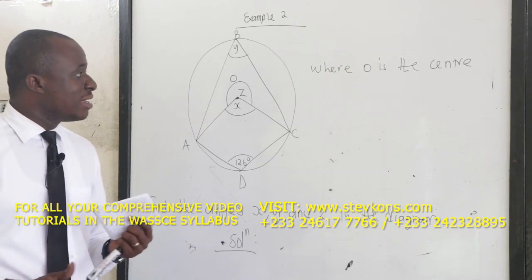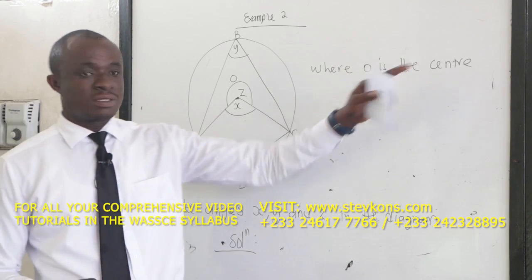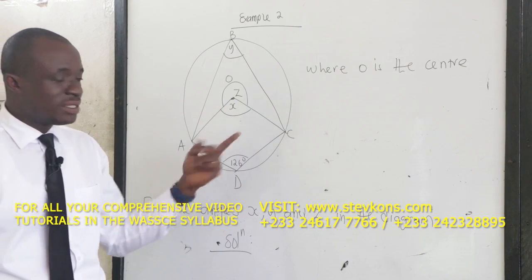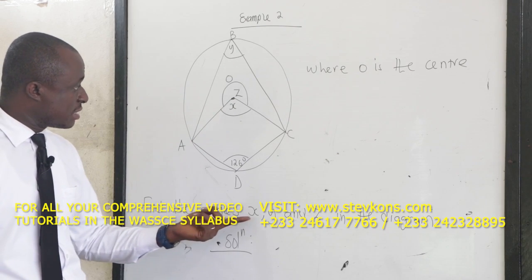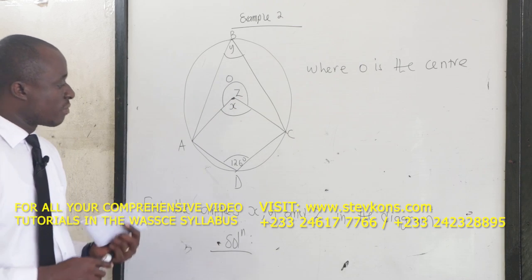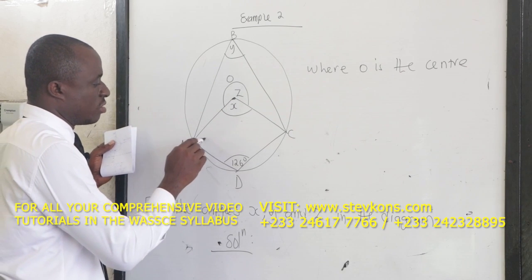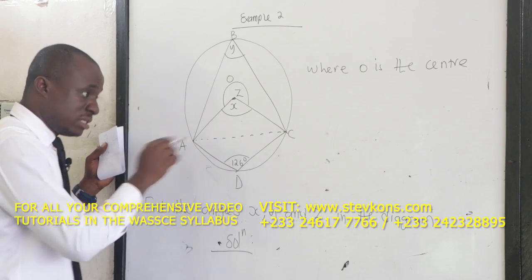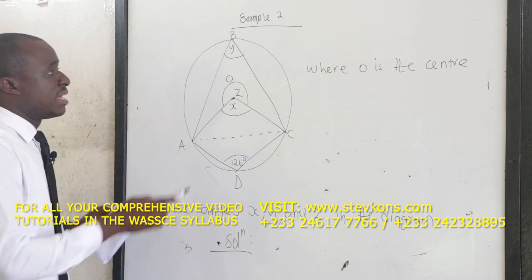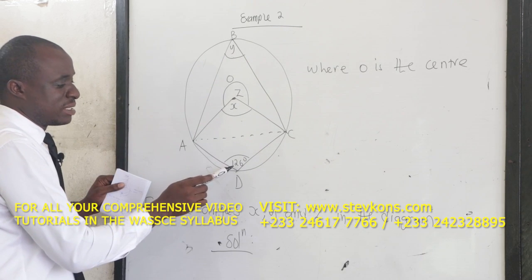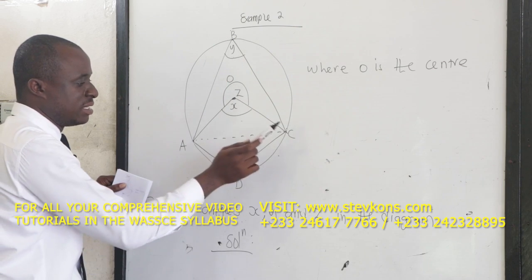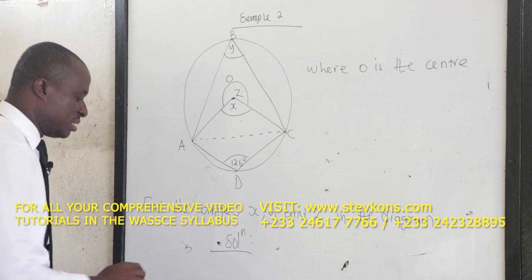Let's consider our second example. So we are seeing that O is the center. We have A, B, C, D. Clearly, AC is a chord. We have been told to find the angles, that is X, Y, Z in the diagram. Now, what can we see? If AC is a chord, because it's not passing through the center, so it's a chord. Clearly, angle Y plus, that is angle ABC plus ADC is equal to 180 degrees.